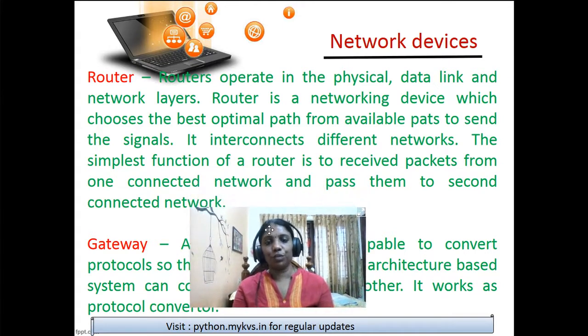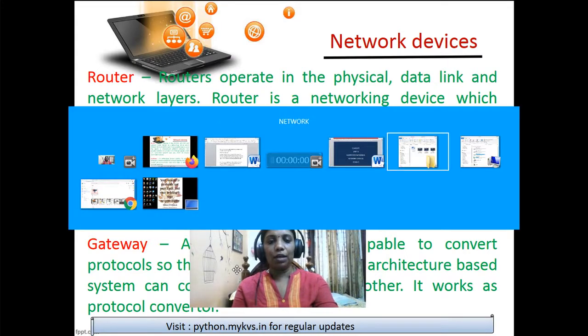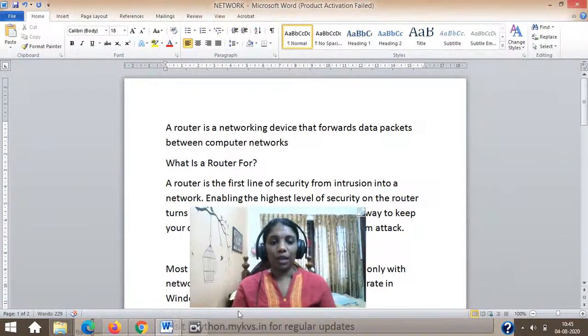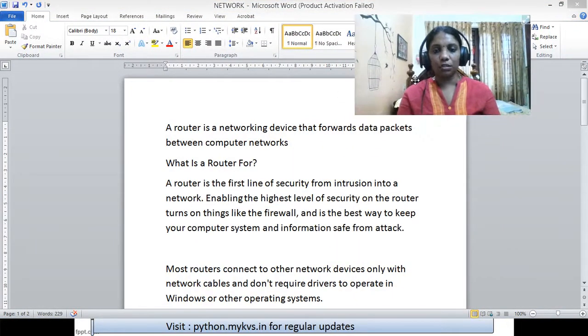The simplest function of a router is to receive packets from one connected network, and so on. But for you, the basic idea is to understand the definition. Now you need to work out why you need a router. We have something called security. The first line of security is the router. If a firewall is enabled in the router itself, then you are secured.